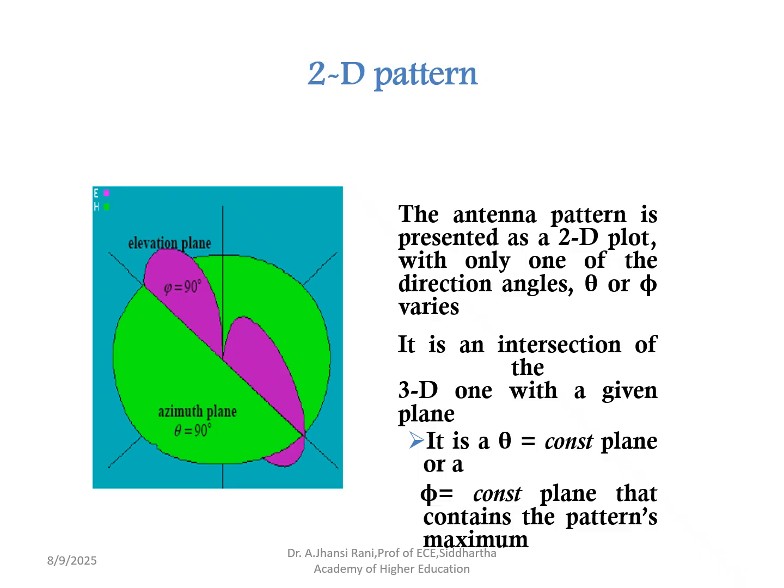See, this is the 2D pattern. It is also called the power pattern. This is the trace of the received power at a constant radius, and it is called the power pattern. The main point is: what is the received power at a constant radius? Power pattern is in the form of the received power.